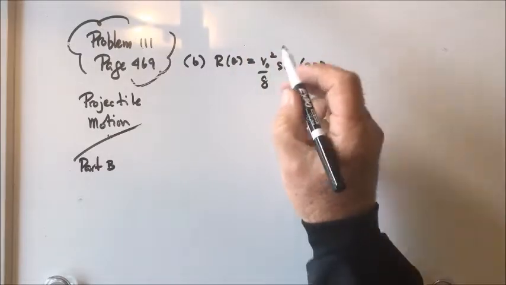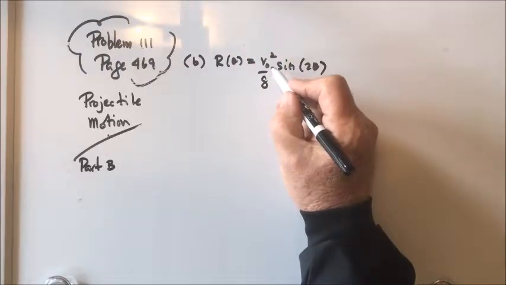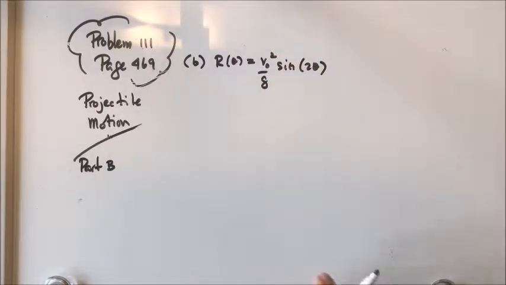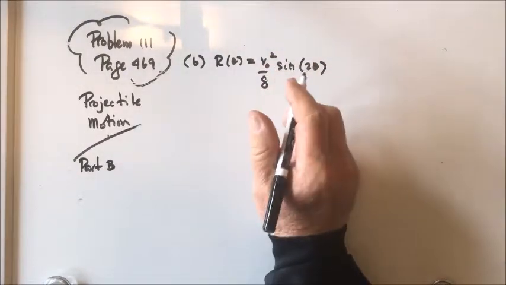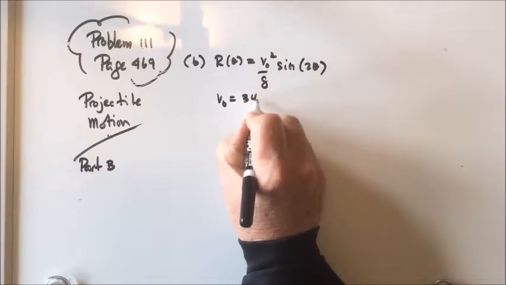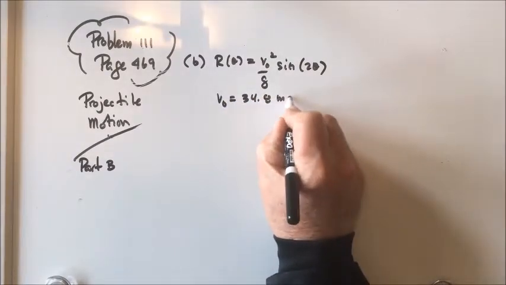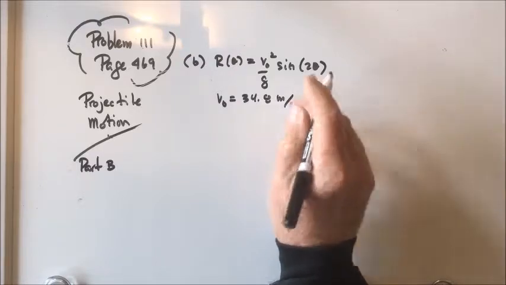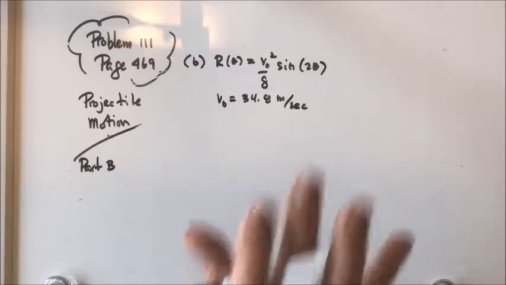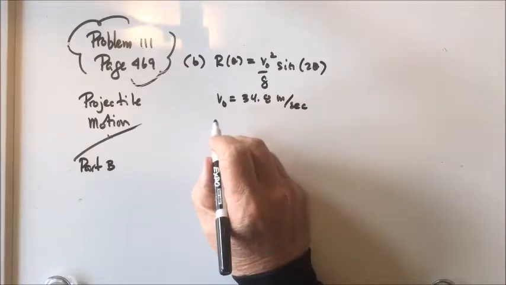So he doesn't mean let's allow v sub o to change, because if you allow v sub o to change, you can throw it to infinity if you can throw it hard enough. Now, what he meant to say was for v sub o equal 34.8 meters per second, find the angle at which this range is maximized. And that might have you scratching your head, but just hold on.